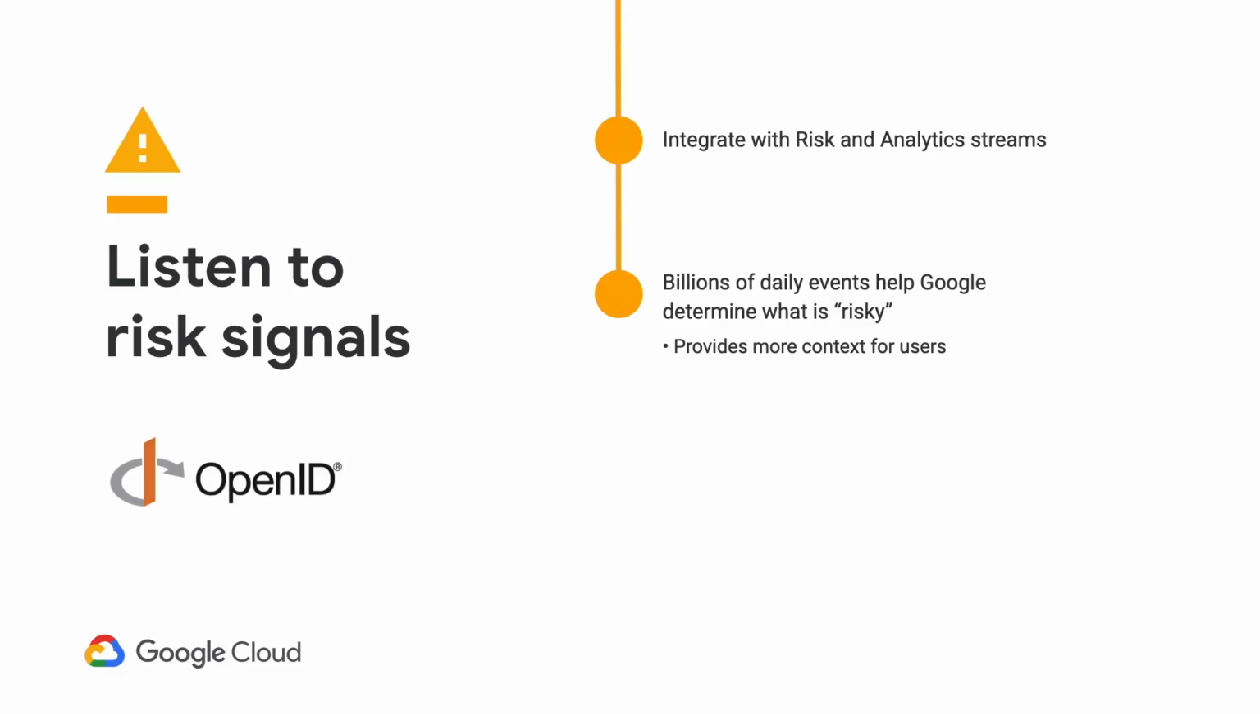Now, as I was saying, listening to risk signals is incredibly important. Any service that you build, any application that you build, should be integrating with risk and analytics streams. At Google, we have billions of daily events, and this can help us to determine what things are risky, what things are potentially putting your account system at risk of compromise, what accounts are potentially not who they say they are. And so all of these pieces of information across our search properties, across our mail properties and our login systems helps us to provide context for end users so that they can log in with safety, and we can step a user up or block a user when the time is right.